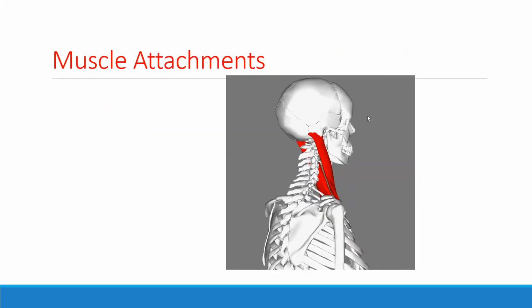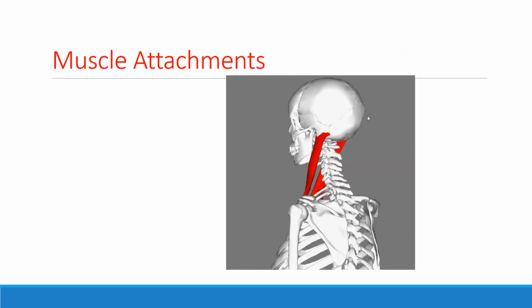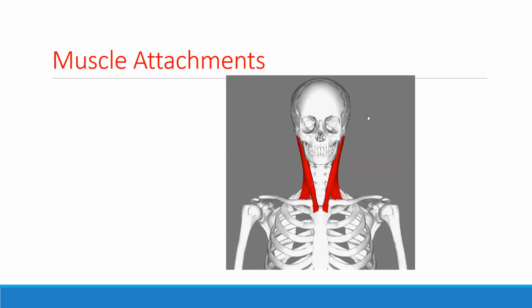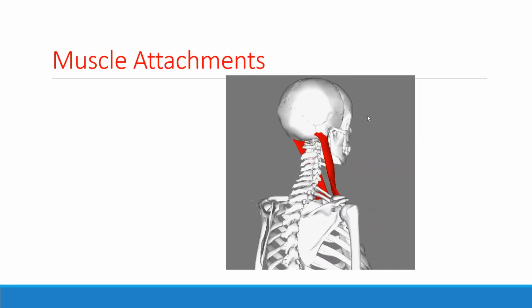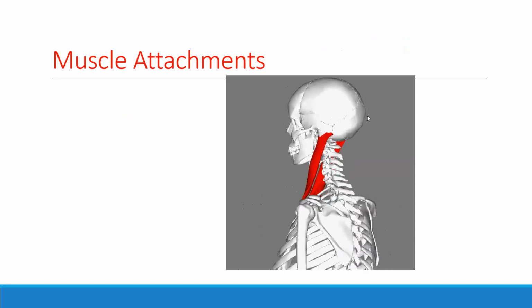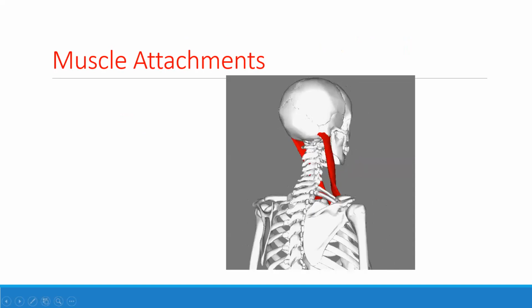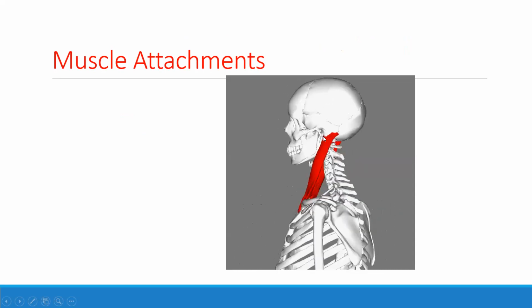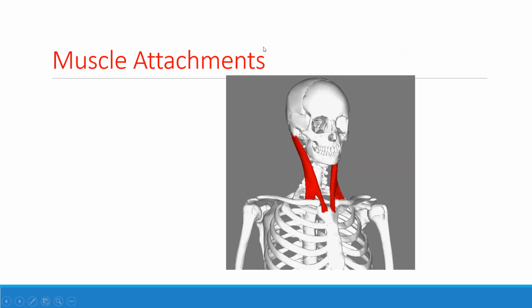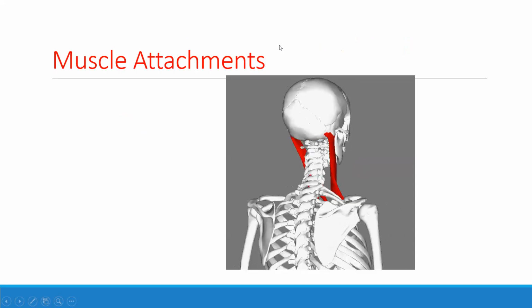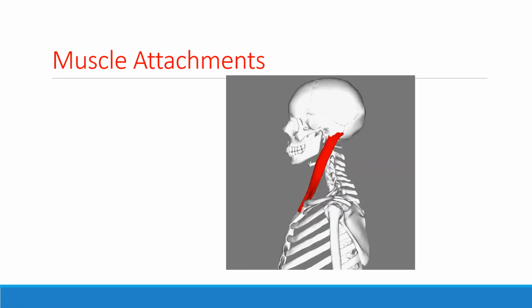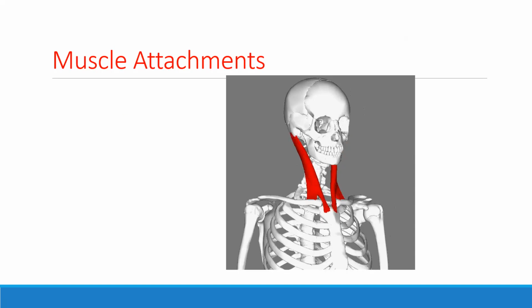So here we see the sternocleidomastoid. We saw this last week. The sternocleidomastoid has its origin on the sternum and the clavicle down here. There's its origin here. Its insertion is on the mastoid process. When those muscles contract, it allows the head to turn to the left or to the right.